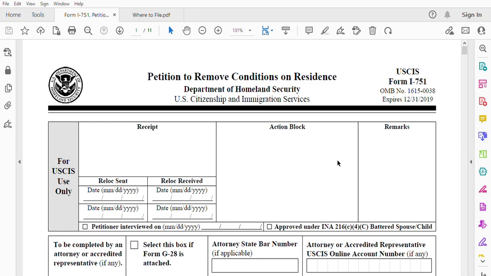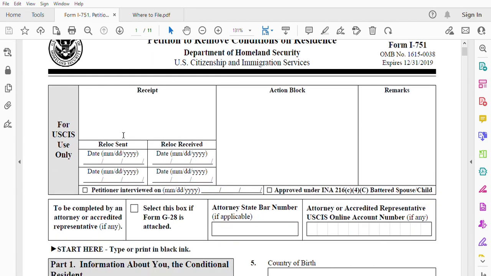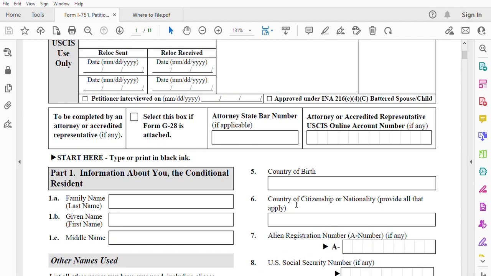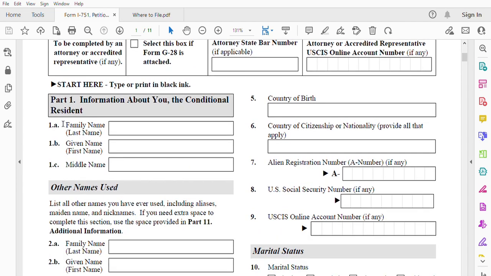Now let's get started. First of all, if you see the expiration date right here, this form is expired, but we're still using it because USCIS did not update this form. These two parts right here, one is for USCIS use only, and one for immigration attorney if you use one. For us, we're gonna file this form by ourselves. So we're gonna start right here.